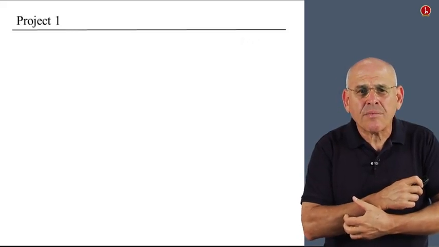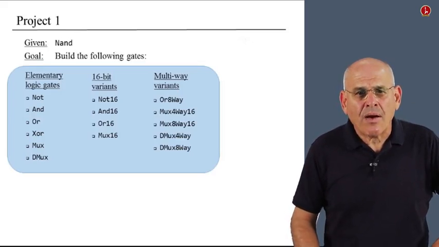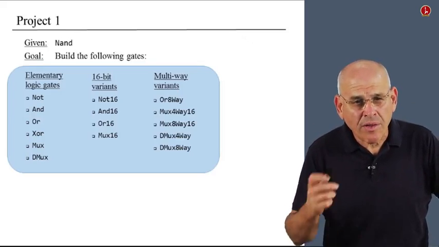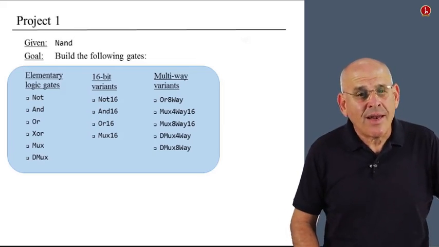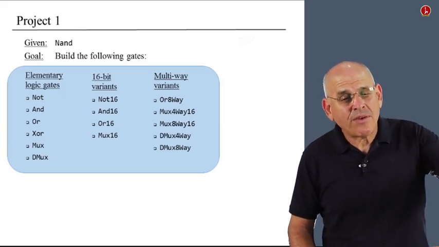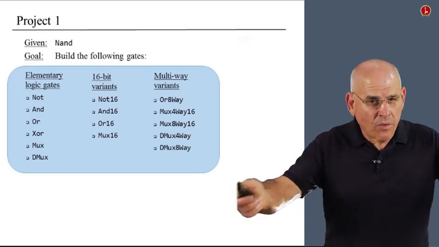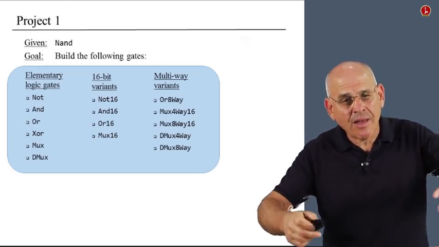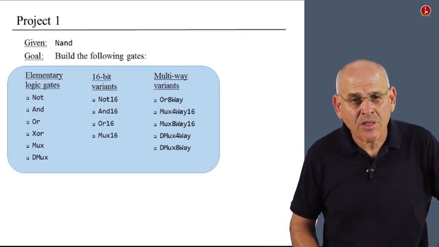So what do we have to do in Project 1? Once again, we have to implement all these gates, starting with nothing more than NAND and previously designed gates. So, once you built NOT, you're welcome to use it. Once you built NOT and AND, you're welcome to use any one of these 2 gates, and so on and so forth.